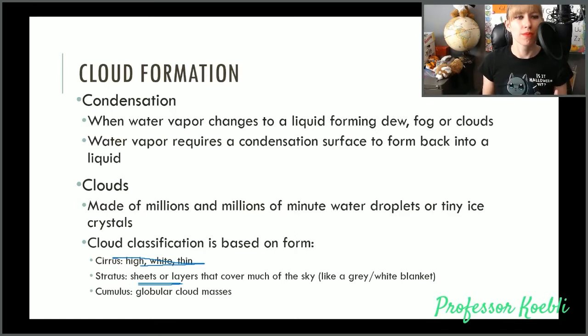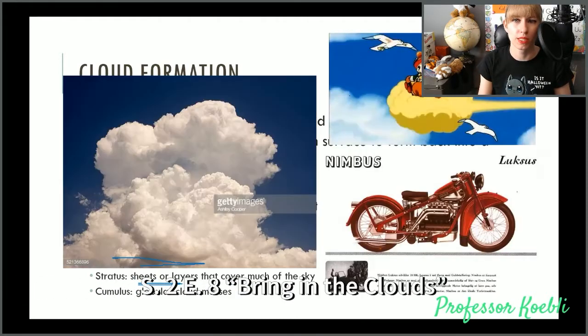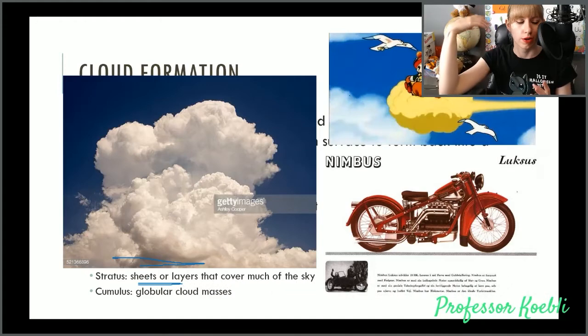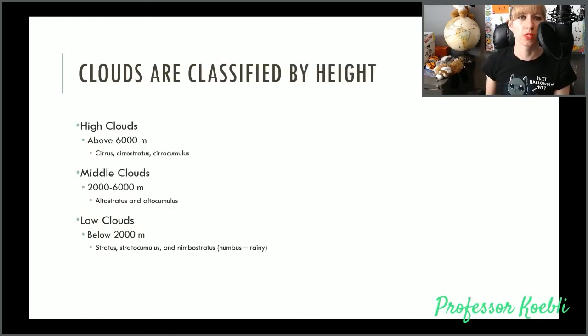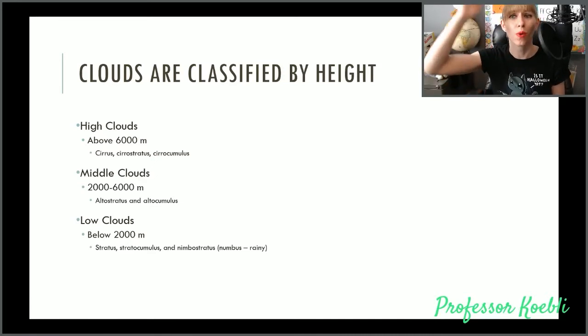Clouds are really made of millions and millions of minute water droplets, or, depending on where you are, tiny ice crystals. For those of you who have not seen that episode of The Magic School Bus, I encourage you, because you actually get to watch how the clouds form with the frozen parts, where they're actually frozen up in the sky and then they fall and become rain, which is really cool. Clouds are generally classified by their height, not how tall they are, but where they are.